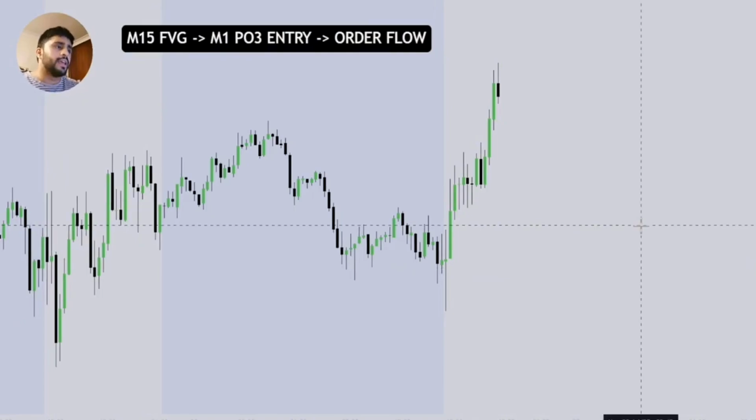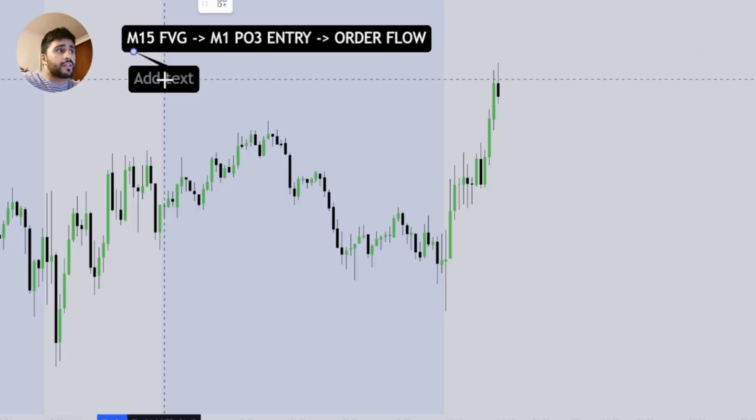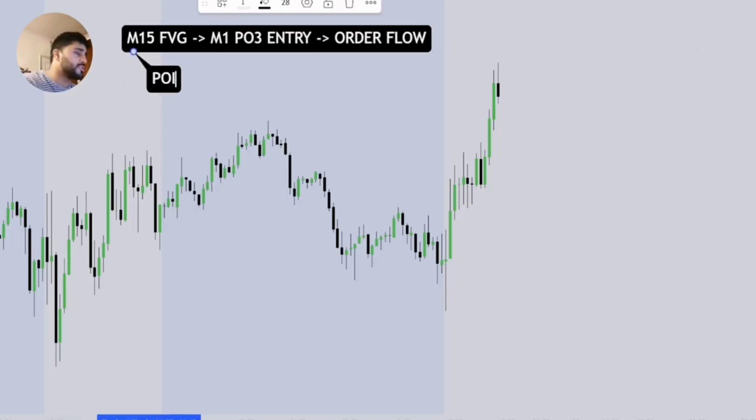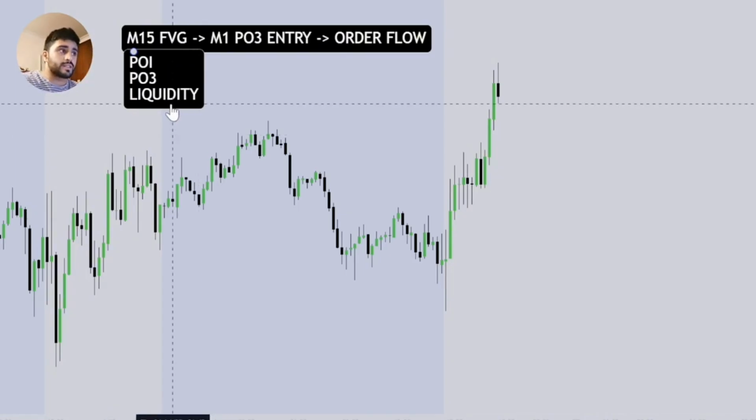A common question I get is, how do I form my points of interest, my POIs? A 15-minute fair value gap is essentially my POI. So I like to use POIs. I like to use power of 3, right? POI and power of 3. I also like to use liquidity, and we're going to break down what I mean by liquidity.